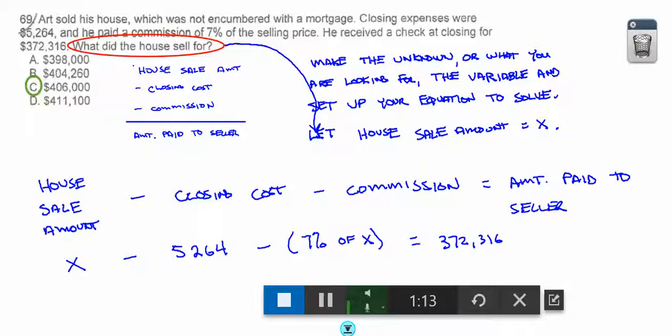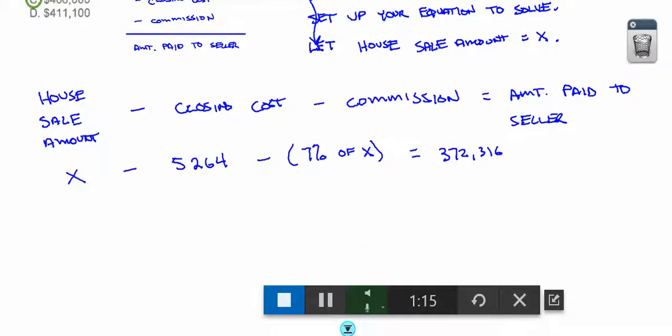And then we substitute in the things that we know. We don't know what this is yet, so that's X. Our closing cost is $5,264. 7% of the house sale, 7% of X, is the commission, and we know he received a check for $372,316. So at this point now we're in strictly algebra land.